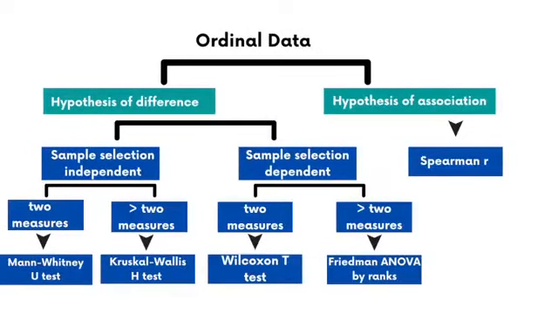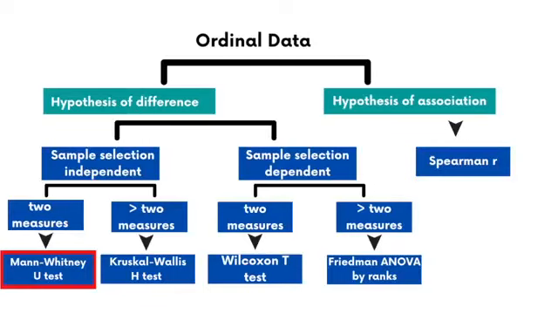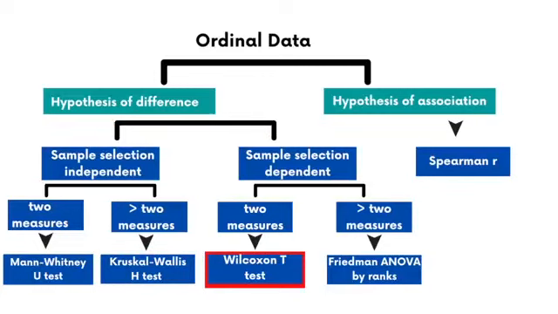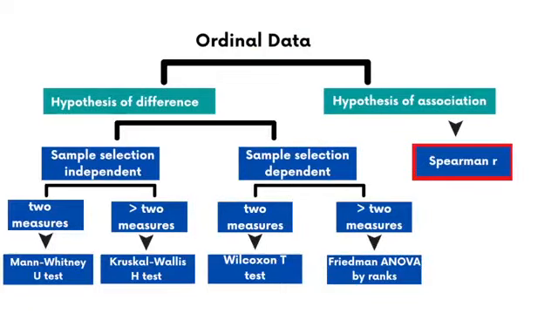Now, let's have a look at the flow chart on statistical tests to be used for data measured in the ordinal scale. When dealing with ordinal data of a study assessing the hypothesis of difference of independent samples, Mann-Whitney U test could be used for 2 measures, while Kruskal-Wallis test could be used for more than 2 measures. Further, if the samples are dependent, we could use Wilcoxon t-test when there are 2 measures. And Friedman ANOVA by ranks could be used for more than 2 measures. When dealing with ordinal data of a study assessing the hypothesis of association, Spearman R could be used.